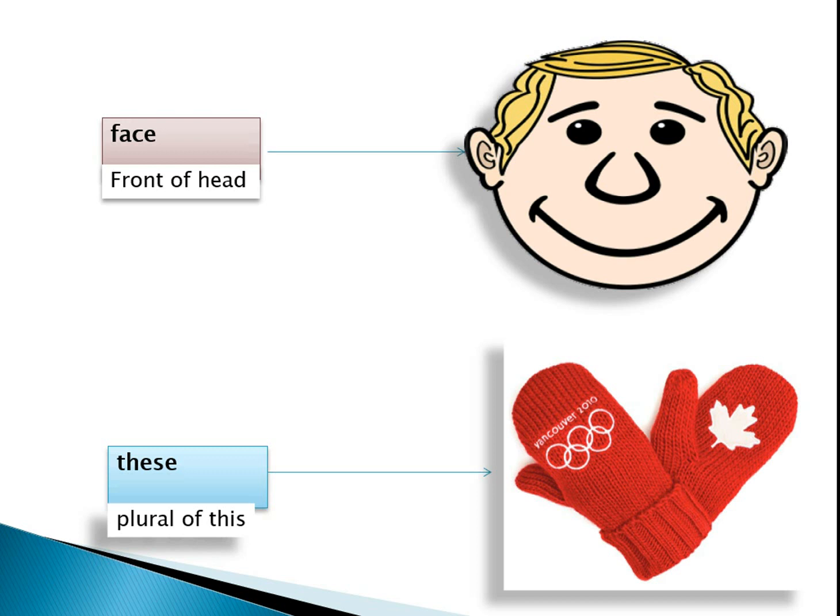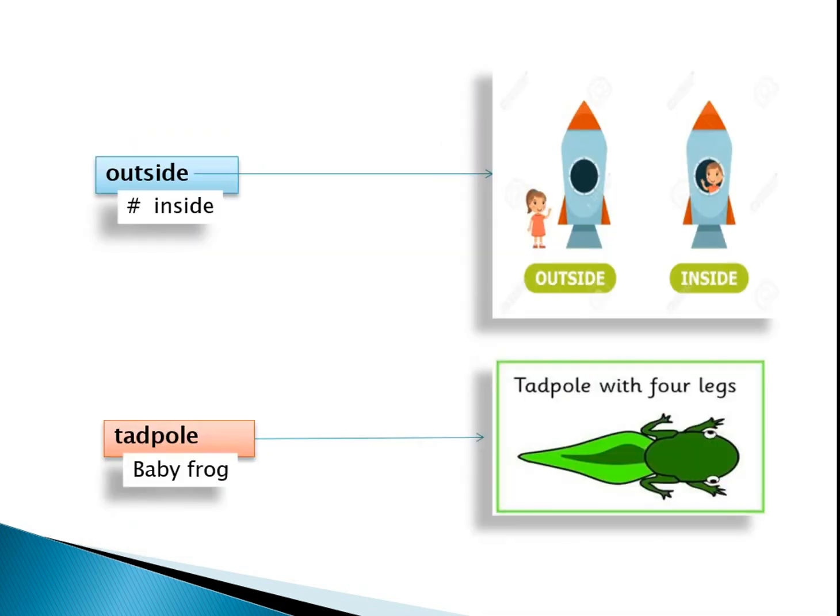You can revise about these by watching the video that will appear now. Outside is the opposite of inside. Tadpole is the baby of a frog. It has two legs and a tail.